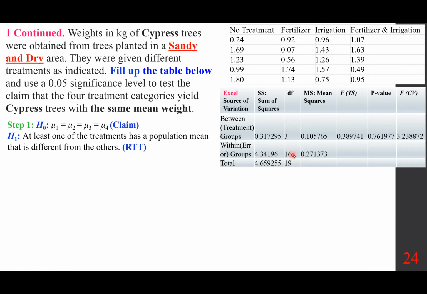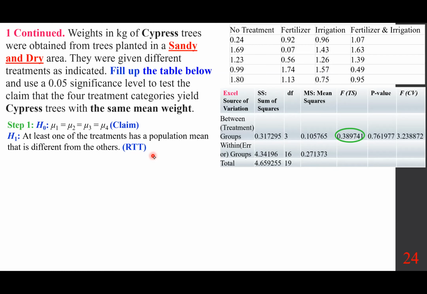You should know that. So H0: mu sub 1 equals mu sub 2 equals mu sub 3 equals mu sub 4. Why 1, 2, 3, 4? Four categories. That is the claim. The alternative: at least one of the treatments has a population mean that is different from the others. And we take it to be RTT, a right tail test.